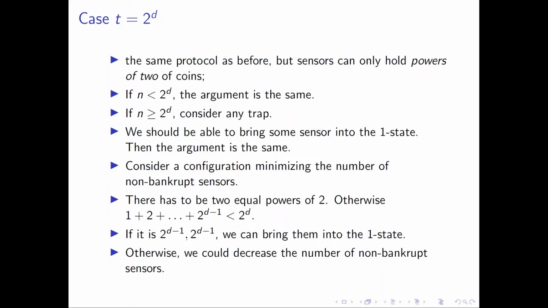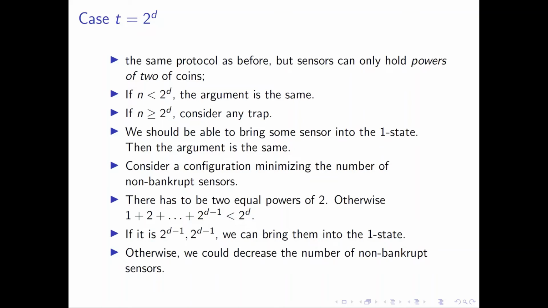And okay, let's now show what happens if n is at least 2^d. According to our new definition, we have to show that any trap has only one state. So we consider any trap, and as before, it is sufficient to bring some sensor from some point of this trap into the one state. So how can we do this?